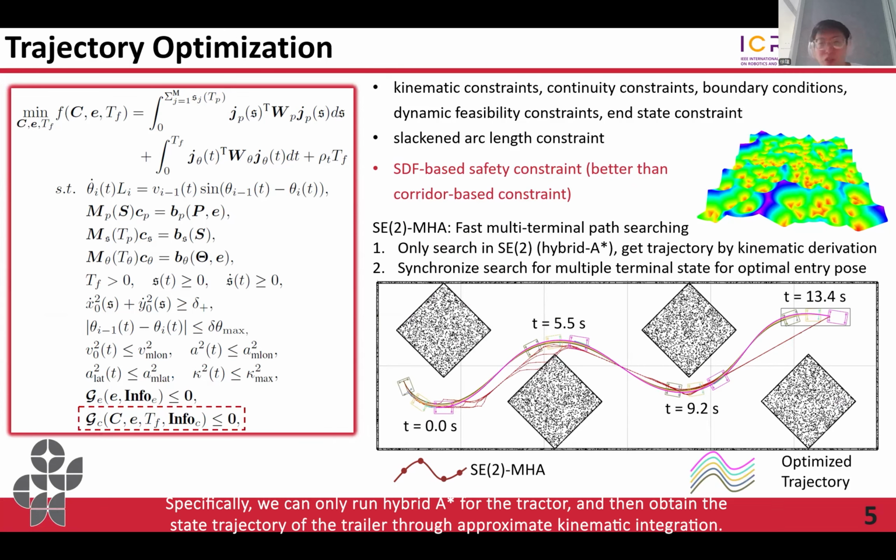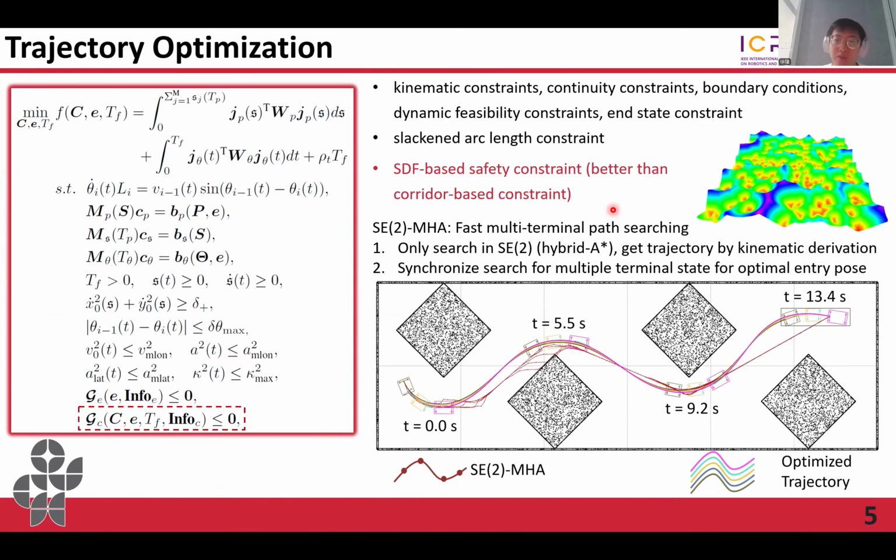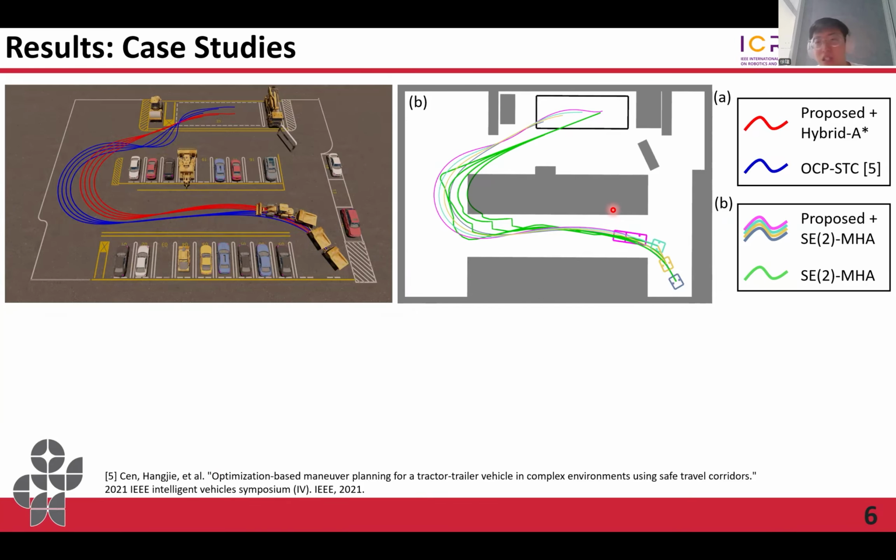Specifically, we can only use one hybrid A star for the tractor, and then obtain the state trajectory of the trailer through approximate kinematic integration. As shown in the figure, we can efficiently gain a feasible trajectory without a very good initial value. Here we give a detailed comparison with OCPSDC, a SOTA corridor-based and NMPC-based method, in a parking lot scenario. Since there are narrow spaces and large turns in this scenario, it's difficult to provide a good seed for the front-end path for corridor generation for every vehicle in the robot.